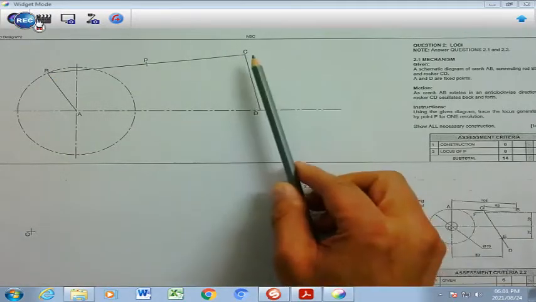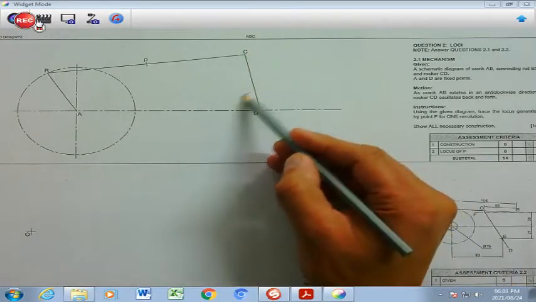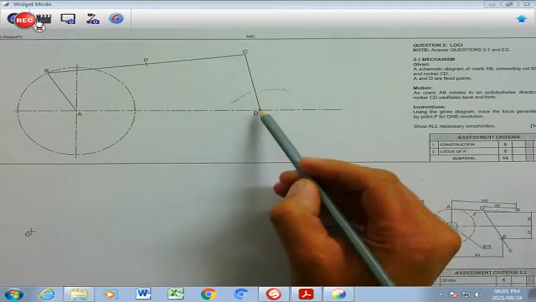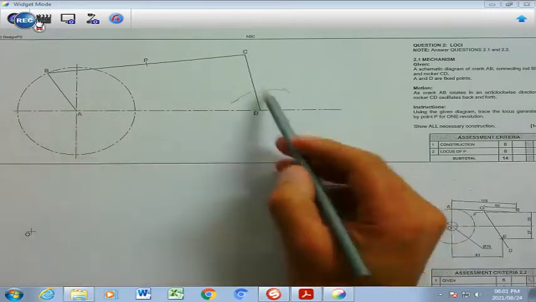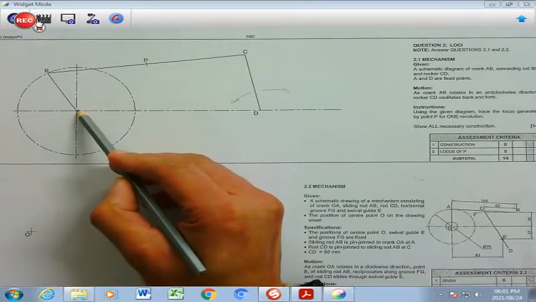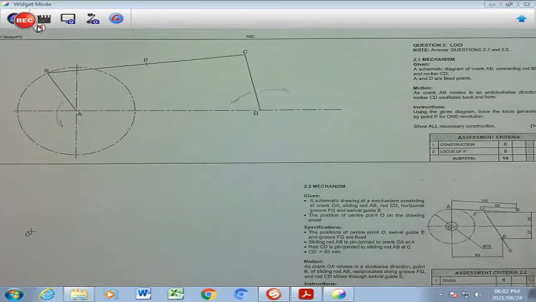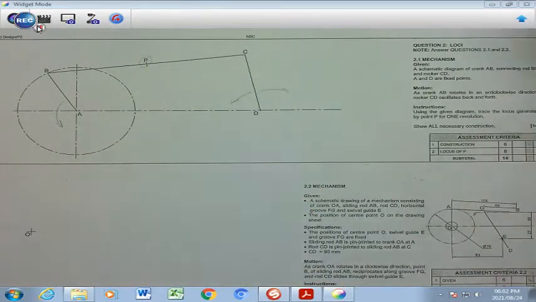And then there's an arm, which we call a rocker, which is CD. Basically this oscillates that way and this way. So D and A are fixed points, so they don't really move. This goes back and forth, and that rotates around that center point A. So using the given information on the diagram, we need to trace the locus of point P, which is on the rod BC, for one revolution only. Please ensure that you show all the necessary constructions when you do the activity.